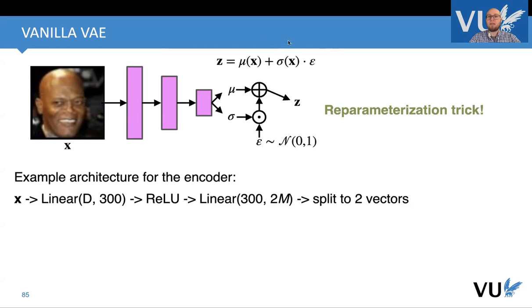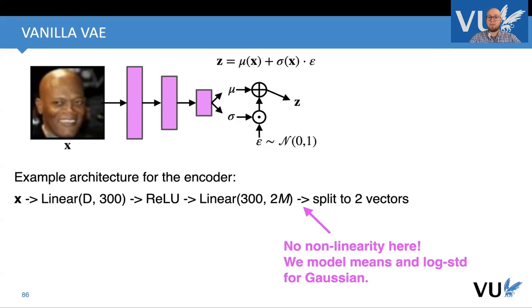So this is how it goes further. We have applied the reparametrization trick. But remember that the mean and standard deviation, these 2 vectors, are dependent on x. So this is the amortization. And then we, of course, add some independent noise to generate z again. Please note that we don't have any nonlinearity here at the end, because we model means and logs of standard deviations.